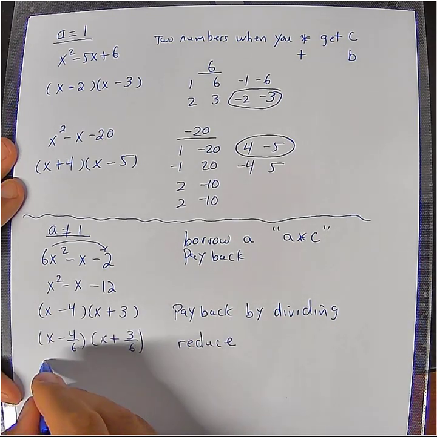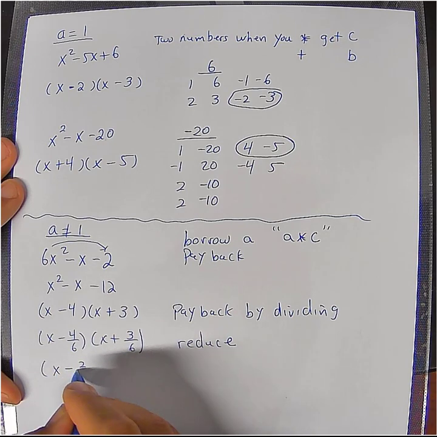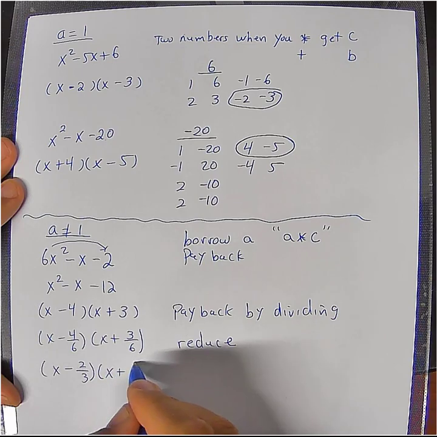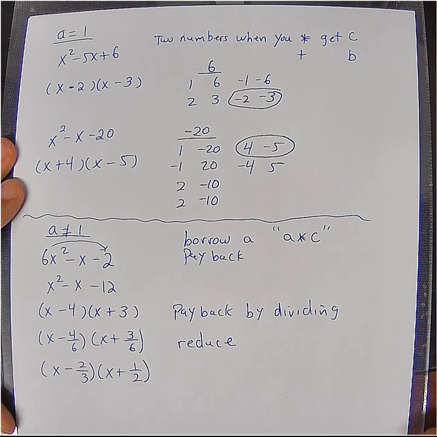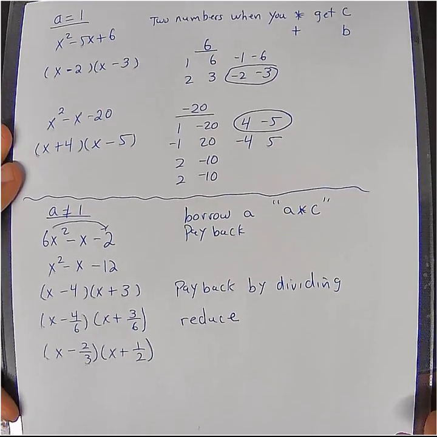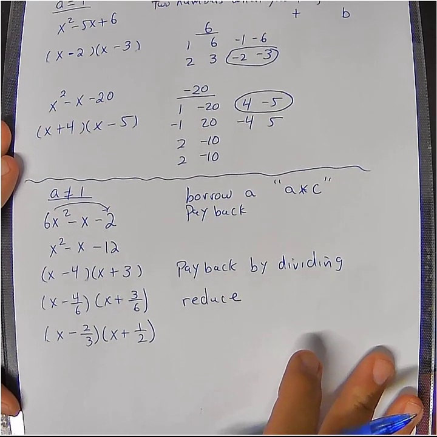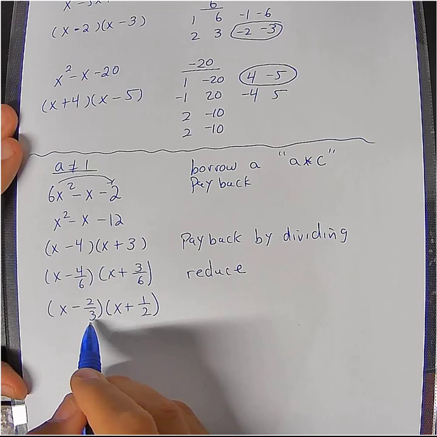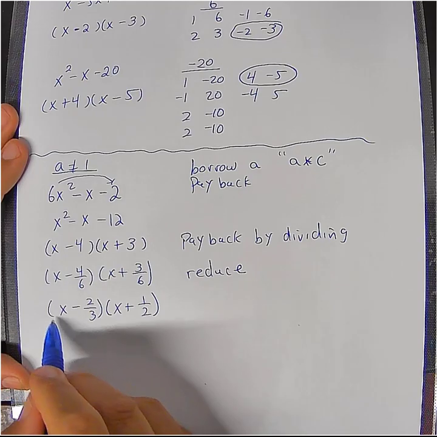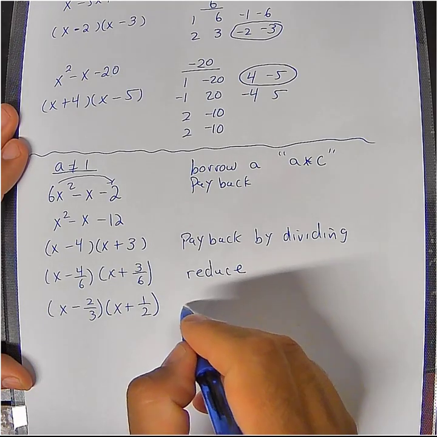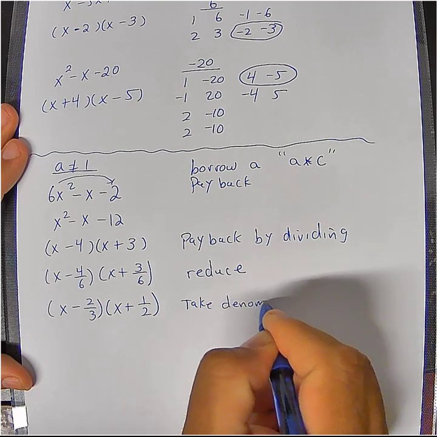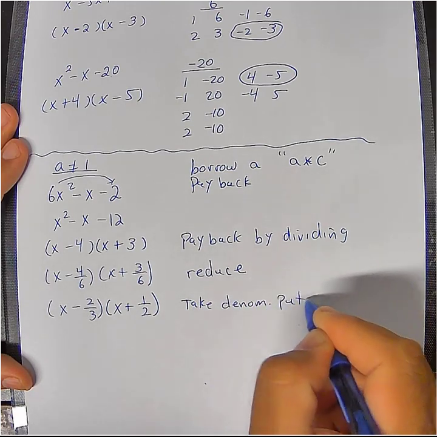So this becomes x minus 2/3. This becomes x plus 1/2. As you see, after I reduced, there were no nice numbers. If there are no nice numbers, then you're going to take whatever's in the denominator and pull it up front. So take the denominator, put it in front.